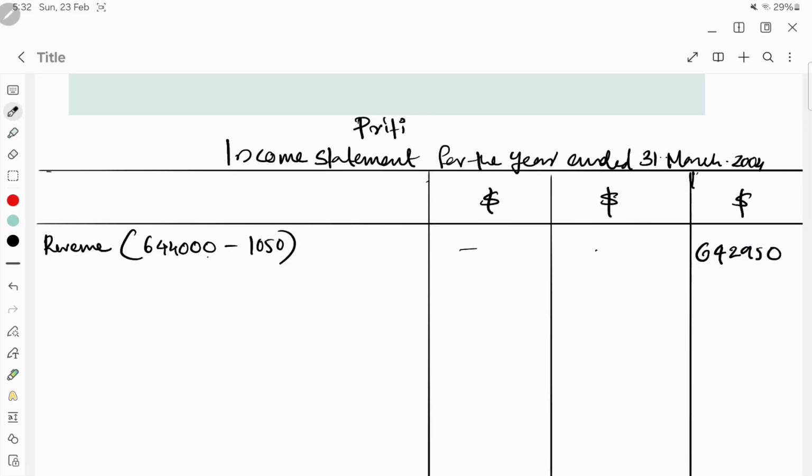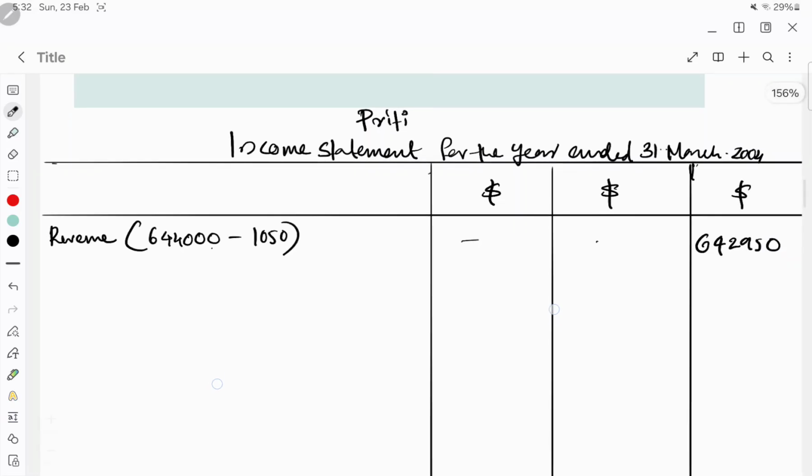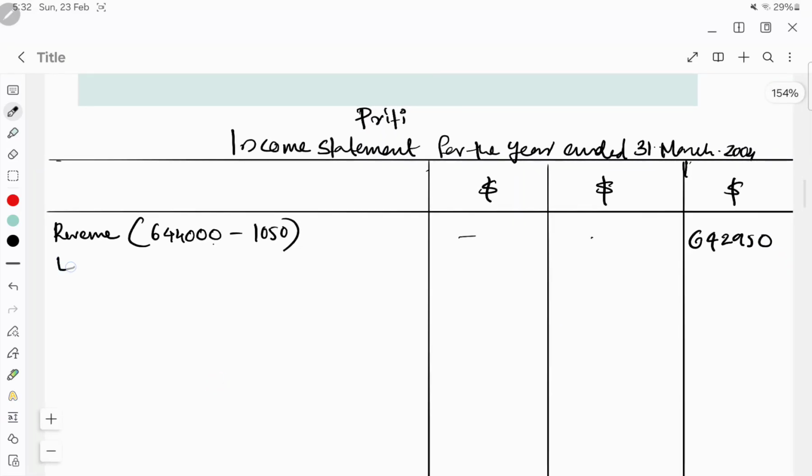642,950, isn't it? So that is revenue. Okay, so that is the main equation, revenue. Next, less cost of sales. Cost of sales calculation. So what is cost of the sales? Purchases. So we have purchases. See, the equation we can do in first column.